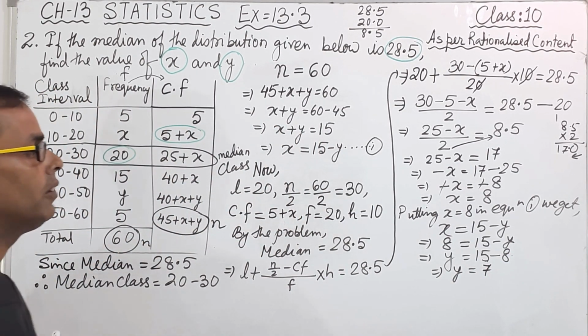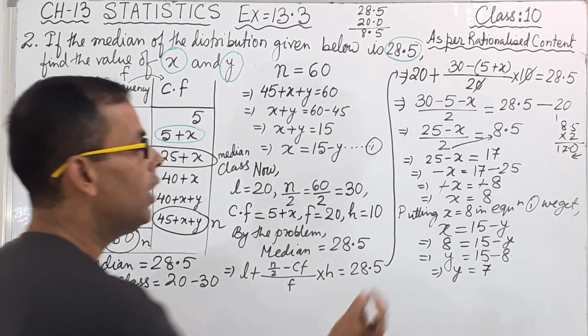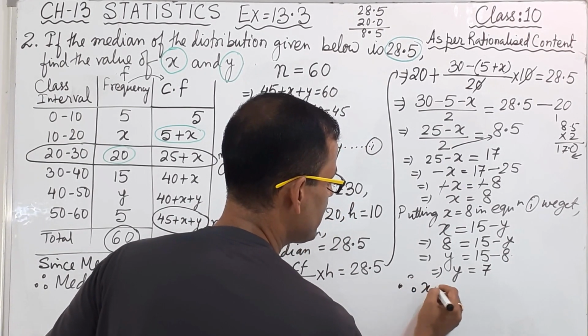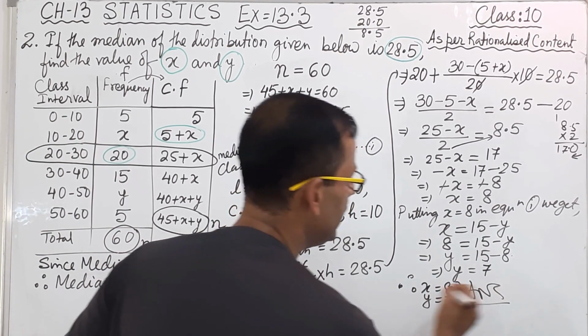So once you got the value of y, once you got the value of x, the sum is over. Now you have to highlight. So what you can say? Therefore, x is equal to 8, y is equal to 7. And you can write the answer in this way.